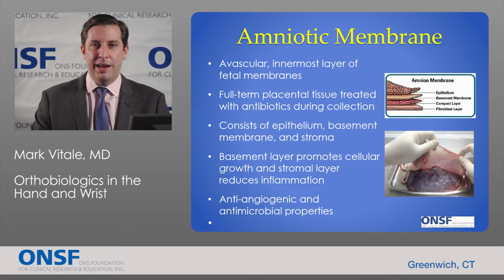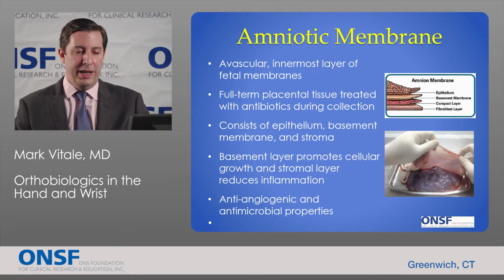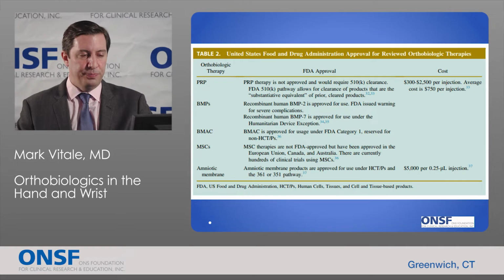And lastly, amniotic membrane, which is one of the newer orthobiologics that's been studied. This is the avascular innermost layer of the fetal membranes, in which full-term placental tissue is treated with antibiotics during collection. And it's got 3 different layers that are important: the epithelium, the basement membrane, and the stroma. The basement layer may promote cellular growth, the stromal layer may reduce inflammation, and overall amniotic membrane has been shown to have some anti-angiogenic and antimicrobial properties.